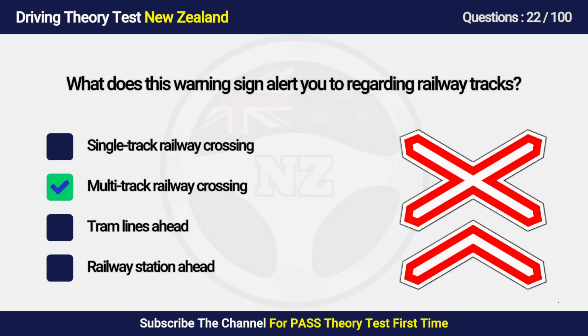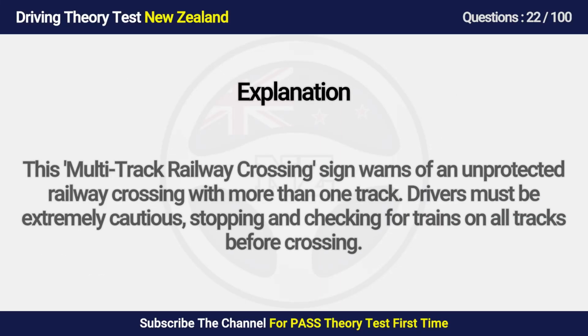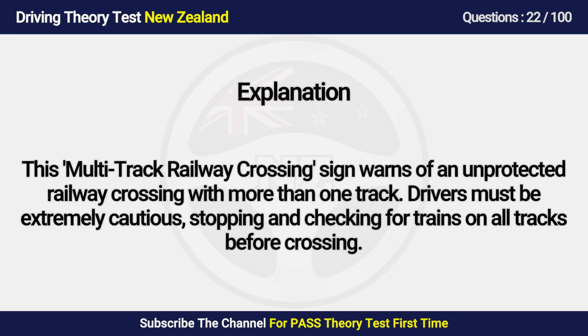Answer is B. Railway crossing. This railway crossing sign warns of an unprotected railway crossing with more than one track. Drivers must be extremely cautious, stopping and checking for trains on all tracks before crossing.